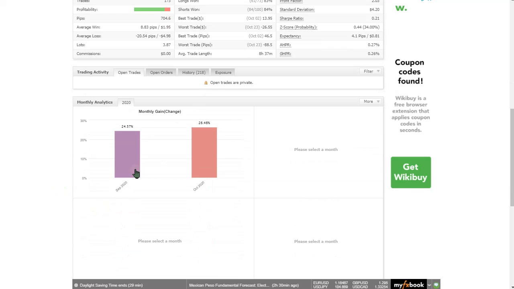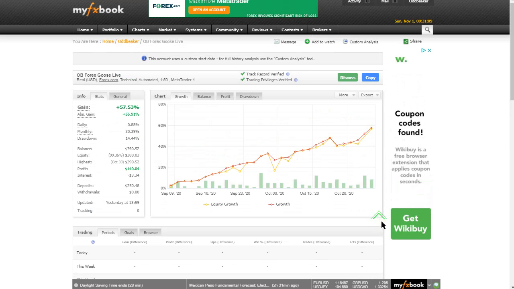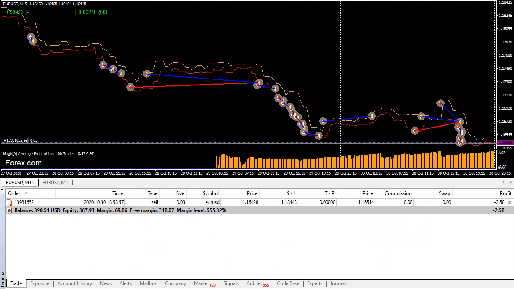Over here we've got, like I said, just 2 months. So the first month it shows 24%. Second month, 26%. So that's that, right? So now let's look at the chart itself, because I want to explain a bunch of stuff on the chart.